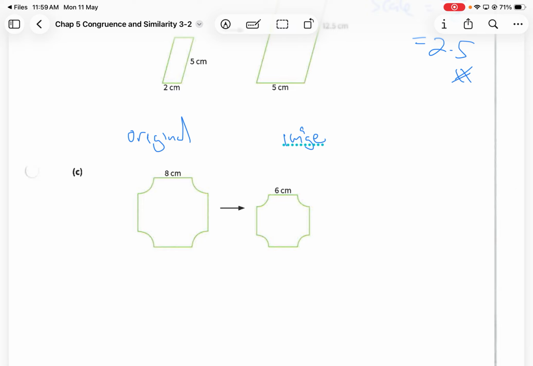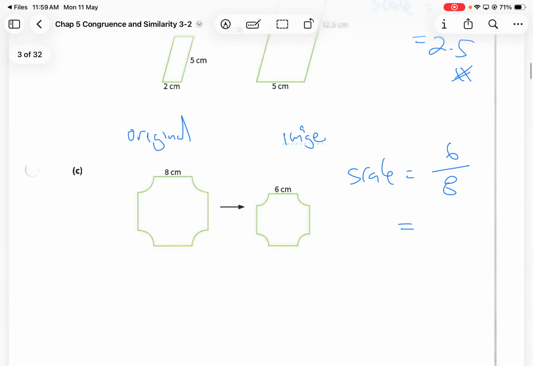So this time round it is actually a reduction, becomes smaller. So the scale factor is still final over original. So 3/4. Okay? Final over original, 6/8. It is not always taking the big one divided by the small one. You must first be clear which one is the original, which one is the image.